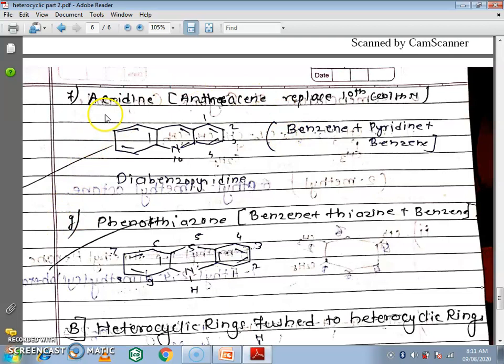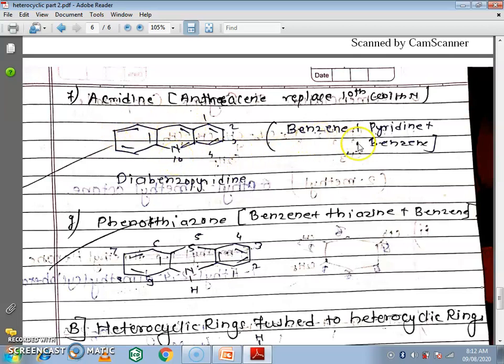Next we will see the example acridine. That is anthracene with the 10th carbon replaced with nitrogen. Actually this is anthracene when there is carbon in the absence of nitrogen. But in the 10th position the carbon is replaced by a nitrogen. This carbon is replaced by adding the heteroatom nitrogen, and that is called acridine. The numbering is 1, 2, 3, 4, 5, 6, 7, 8, 9 and this is 10.